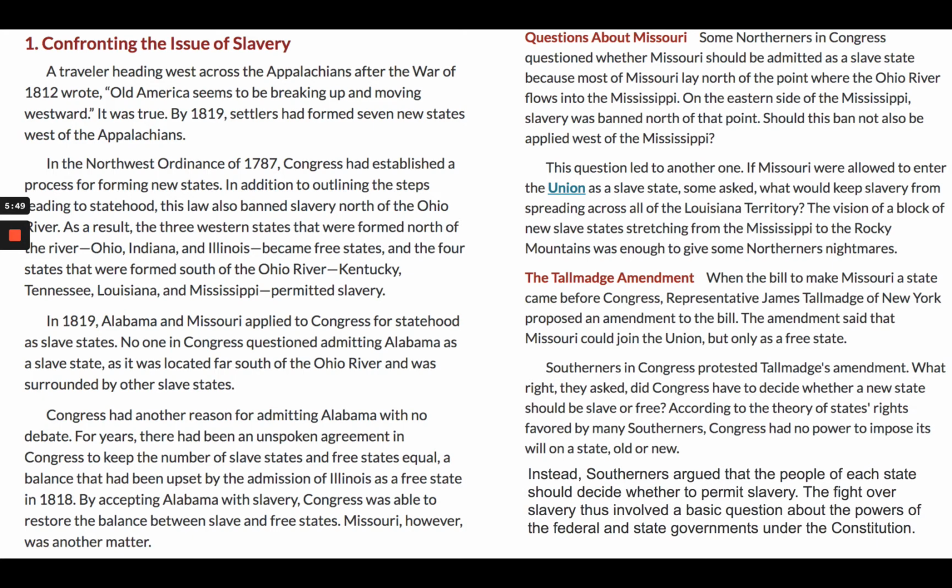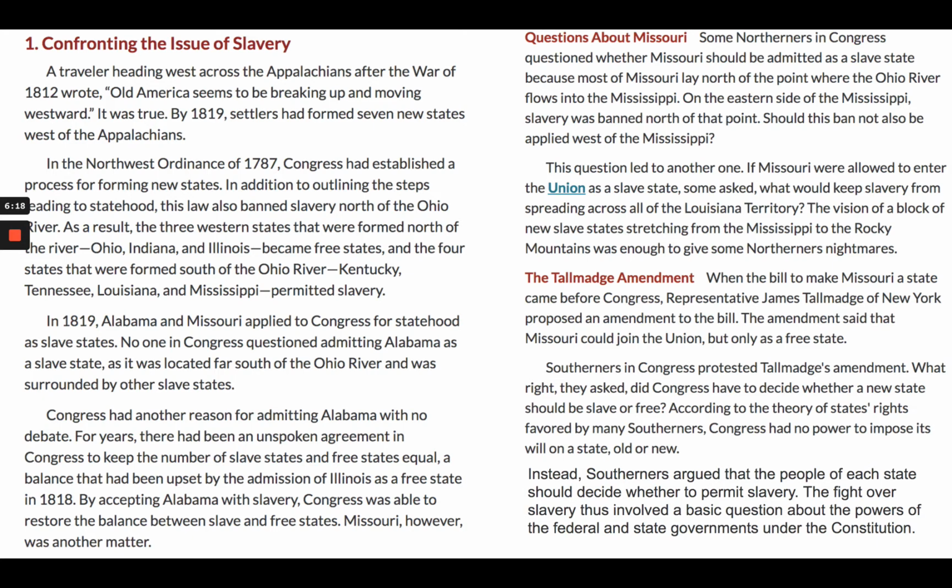So questions about Missouri. Some Northerners in Congress questioned whether Missouri should be admitted as a slave state because most of Missouri laid north of the point where the Ohio River flows into the Mississippi. So based on the Northwest Ordinance, there cannot be slavery above the Ohio River, which Missouri, most of it is. Not all of it, but most of it. On the eastern side of Mississippi, slavery was banned north of that point.